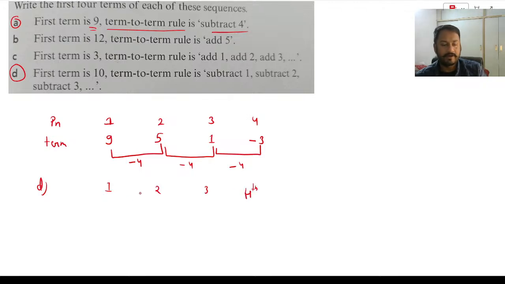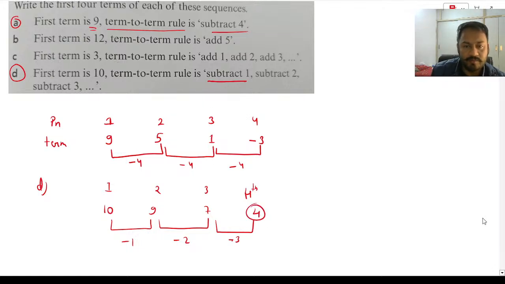We'll write like this. The first term is 10. The term to term rule is subtract 1, subtract 2 and subtract 3. So in the first sequence, we'll subtract 1, because for the second term you need to subtract 1. So it will be 9, and then for the next term you will subtract 2. So minus 2, it will be 7, and for the fourth term you will subtract 3. So this will become 4, right? So easy. I hope you understand.